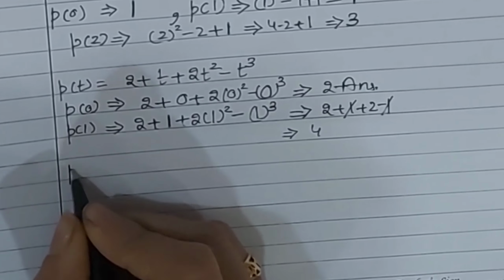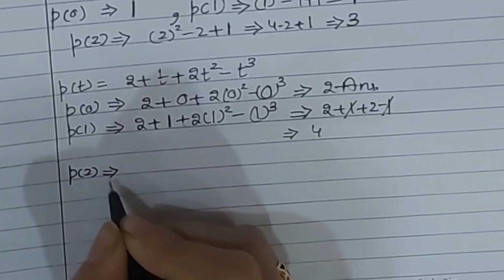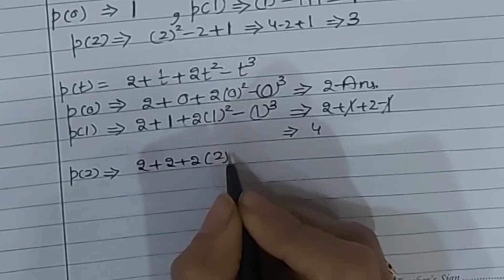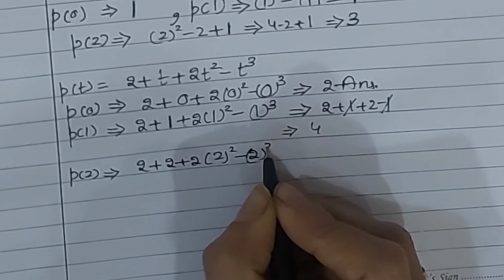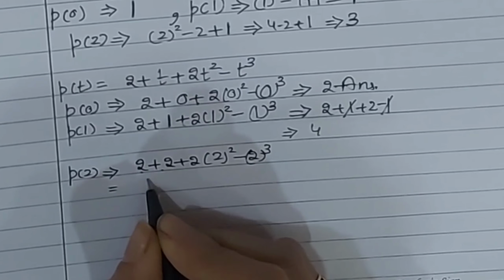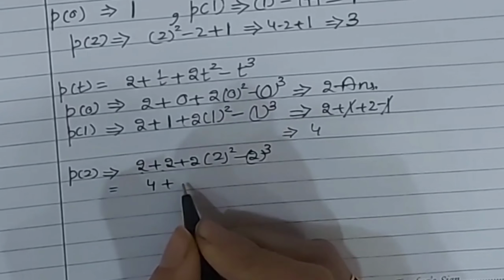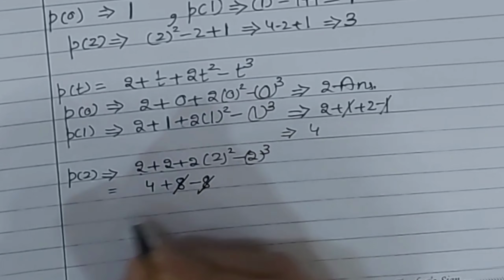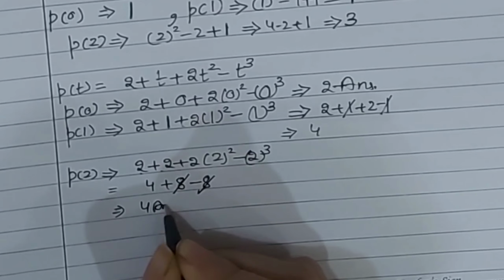4 is the answer. Now we put 2 here in place of t, 2 plus 2 plus 2 times 2 square minus 2 cube. 2 plus 2 is 4 plus 4 times 2 is 8 minus 8, which will get as 4, the answer.